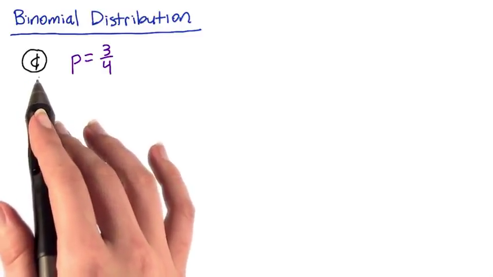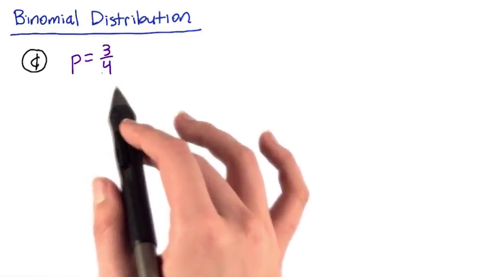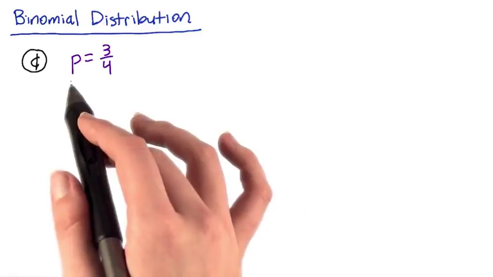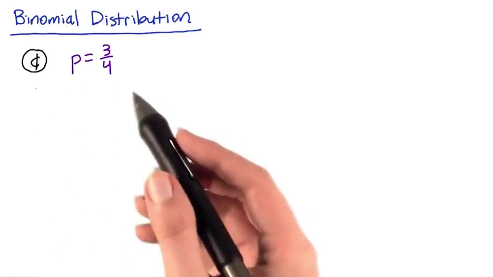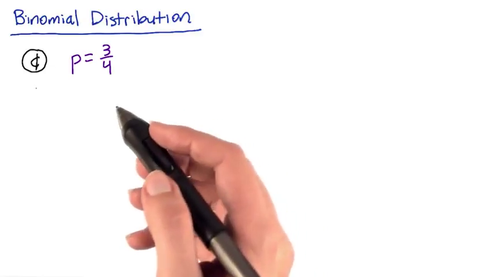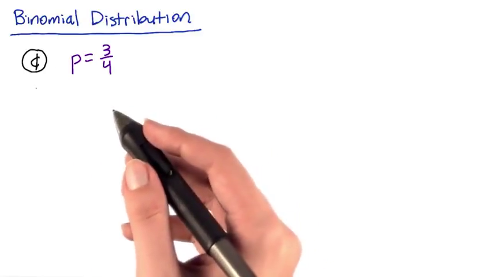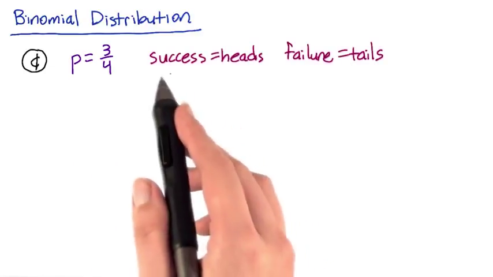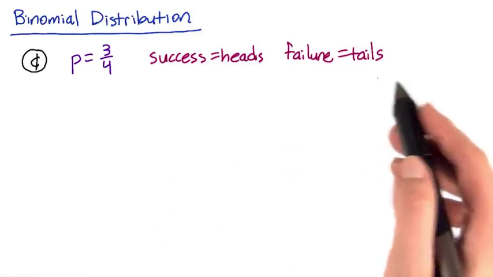Let's say we have a biased coin and it has a probability 3/4 of coming up heads, which I'll call P. This coin could actually be a visitor to a web page who has a 3/4 probability of clicking a button, but I'm going to do this example with coins for simplicity. We'll define success to be heads and failure to be tails.